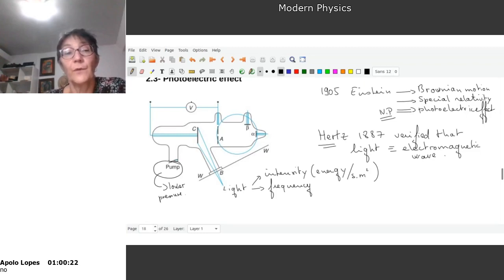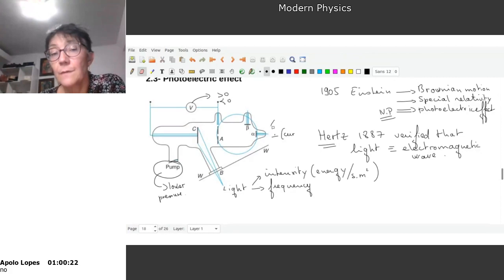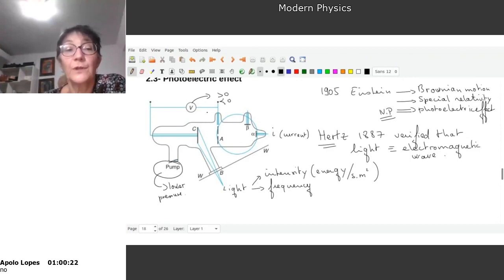Here, you can play with the tension. It can be positive, it can be negative, okay? And so what you are doing here is that some of the electrons, eventually accelerated or not, are emitted by the surface, and some of them will reach this part of the chamber, where they will be measured as a current. I will use capital I for intensity and lowercase e for the electronic current.